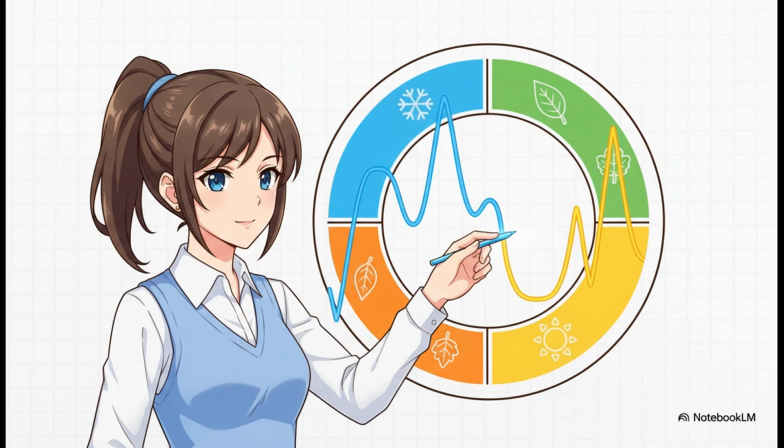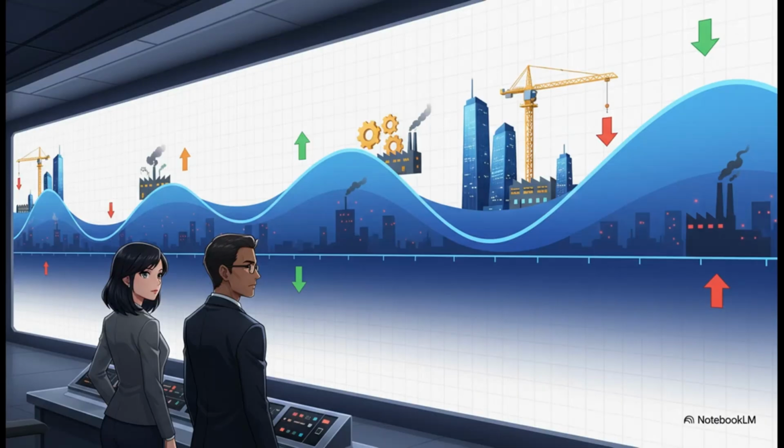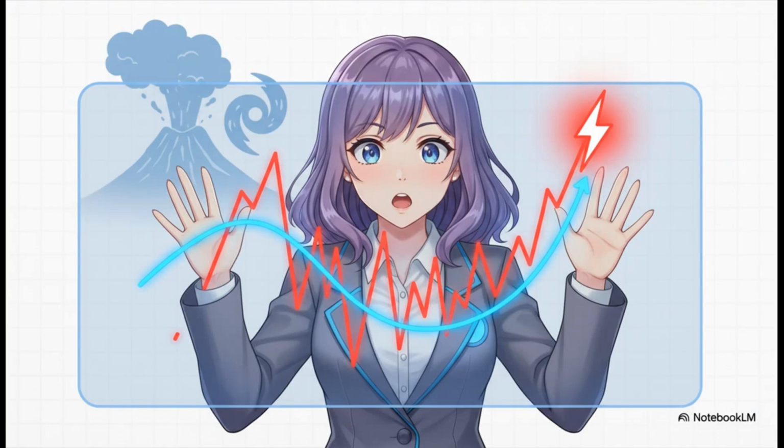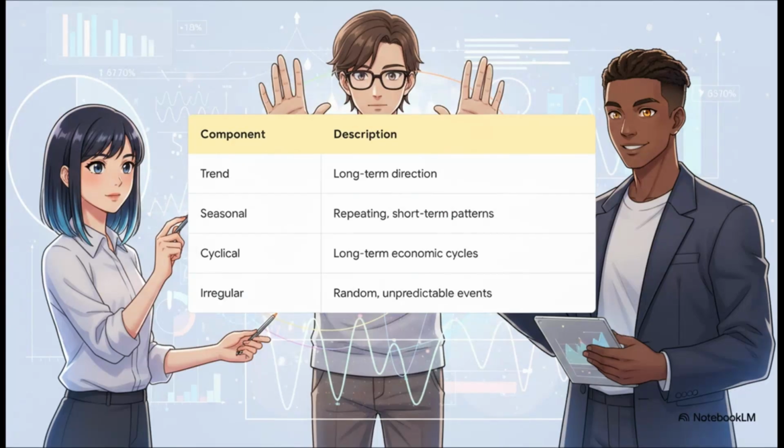Next, you've got seasonal variation. These are predictable patterns that just repeat over and over again. Then there's cyclical variation. Think of these as longer waves, kind of like economic booms and busts. And last, the real wild card, irregular variation. This is the random, totally unpredictable stuff. So that's the 4 pieces of the puzzle: trend, seasonal, cyclical, and irregular.